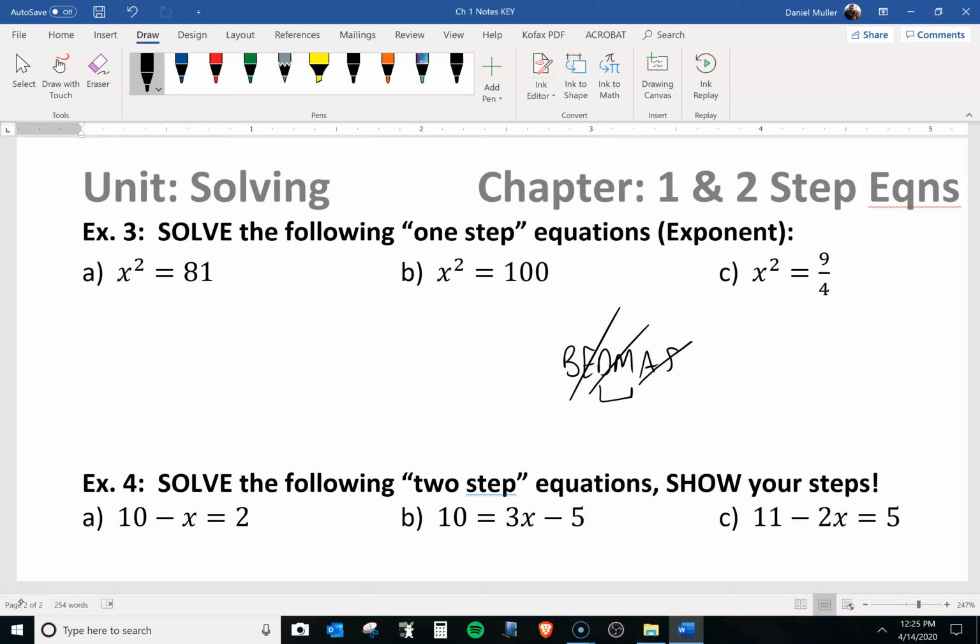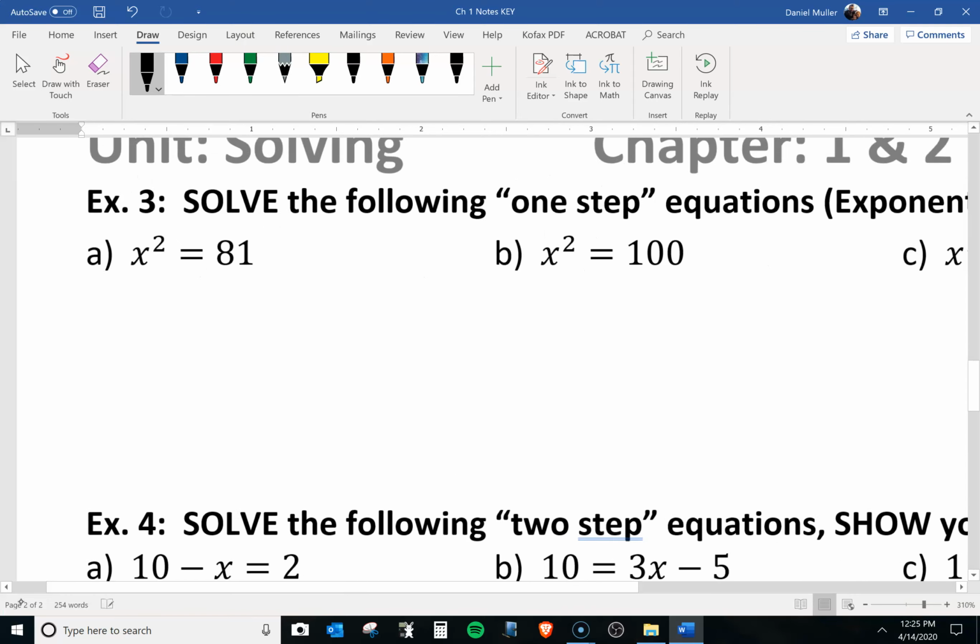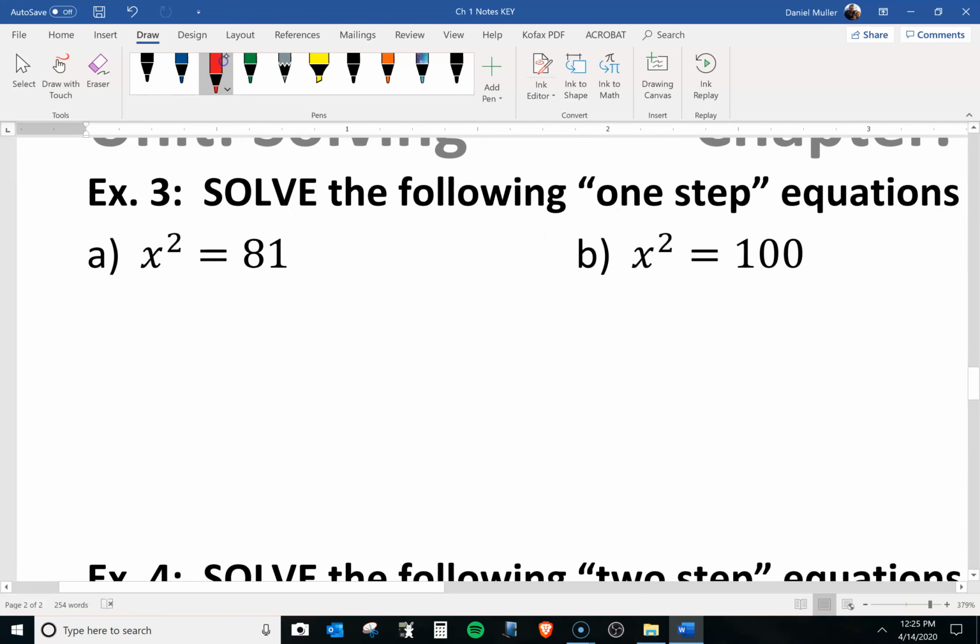Brackets seem like they're the last thing, but as it'll turn out, those will actually be one of our first things. We'll take a look at that later though. So let's look at example 3. I need to get the x alone.